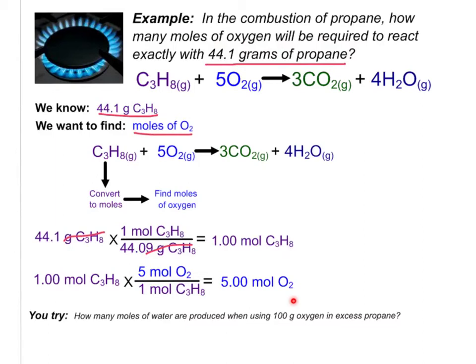So let's see if you can try one of these problems. How many moles of water are produced when using 100 grams of oxygen in excess propane? And I'm going to say 100 grams, so it gives us 3 significant figures to work with. So go ahead and pause the video and see if you can do that one on your own. And I will help you with the answer.